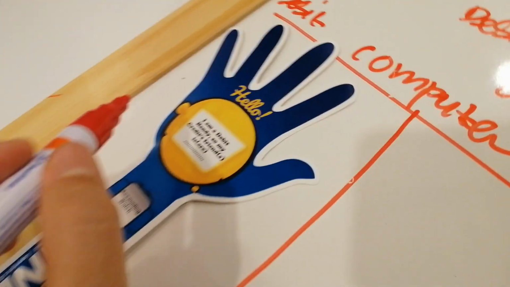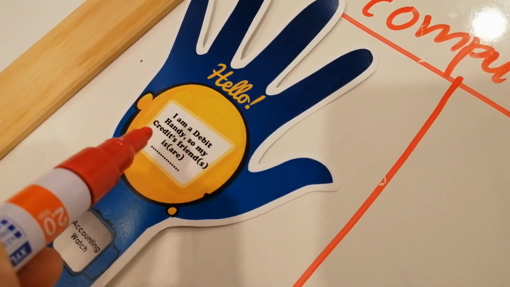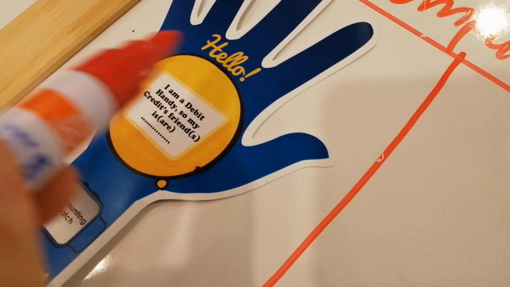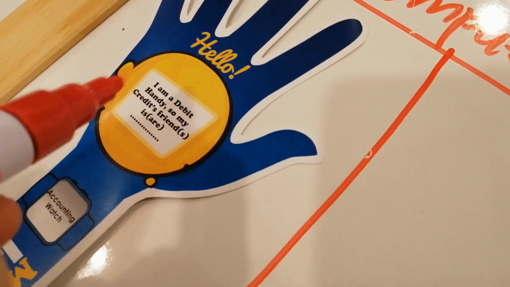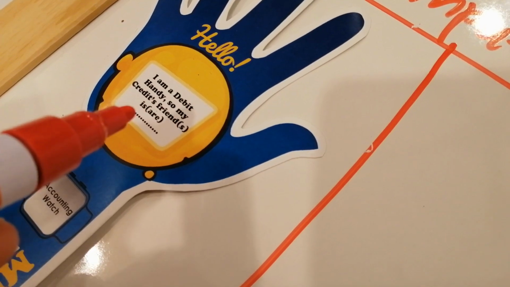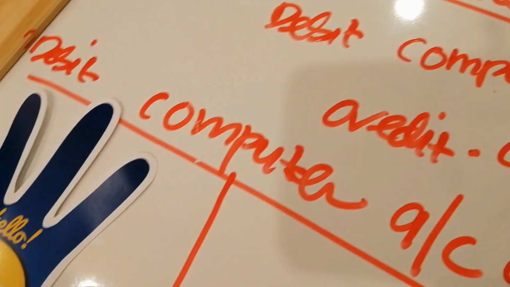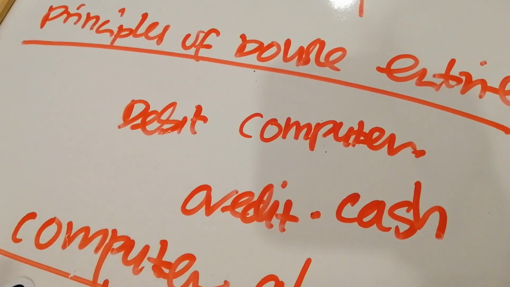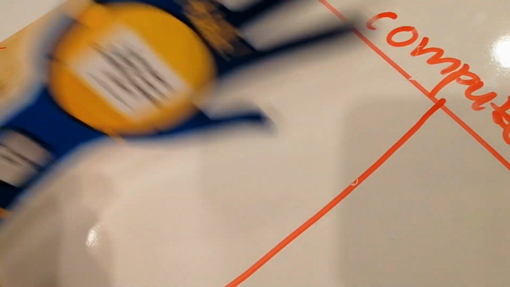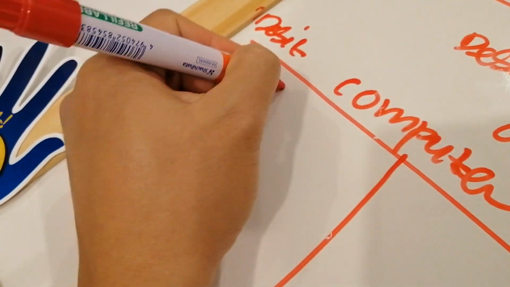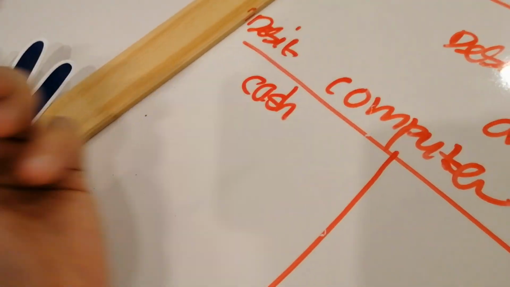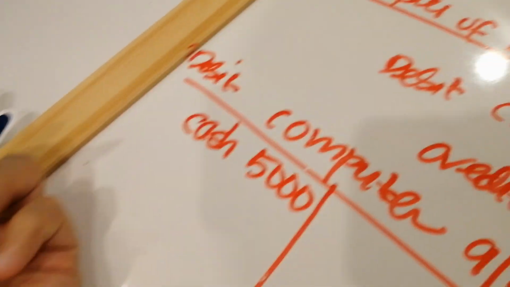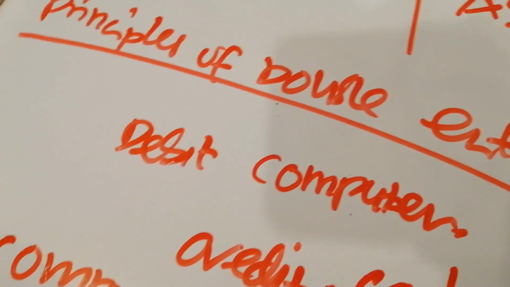You baca this one. I am a debit handy, so my credit spread is... you kena selalulah baca, jangan malu-malu. I am a debit handy, so my credit spread is... siapa nama kawan kredit dia? Cash. So, dot ni, untuk you tulis sini, cash. Berapa? 5,000.